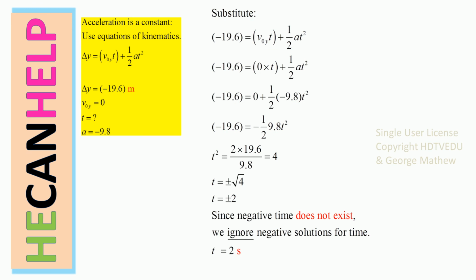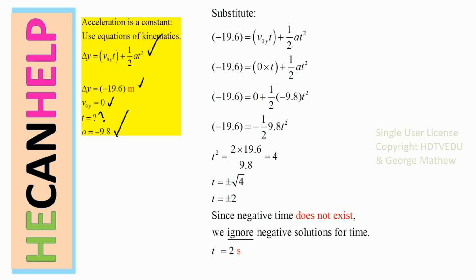Delta y, we use delta y is equal to v0y t plus 1/2 a t squared. Please don't forget, we are putting everything with respect to the vertical. So change in y with respect to the vertical, initial velocity with respect to the vertical, acceleration with respect to the vertical. So what is change in y? Negative 19.6. Initial velocity along the vertical, 0. We don't know what time is. We know the acceleration along the vertical, and that is negative 9.8.